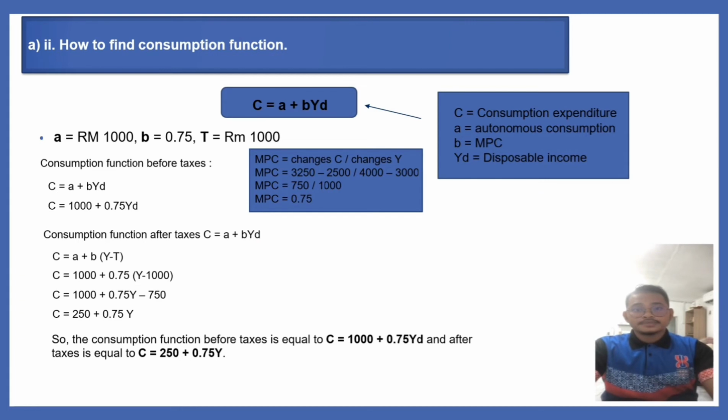To find the consumption, we have autonomous consumption 1000 and MPC equal to 0.75. So to get the consumption function before taxes, we just put all the figures in the formula, which is C equals A plus BYd. For the consumption function after taxes, we will include the taxes that we found in the previous question. So, we will subtract the taxes from the national income to get the new consumption function after taxes.